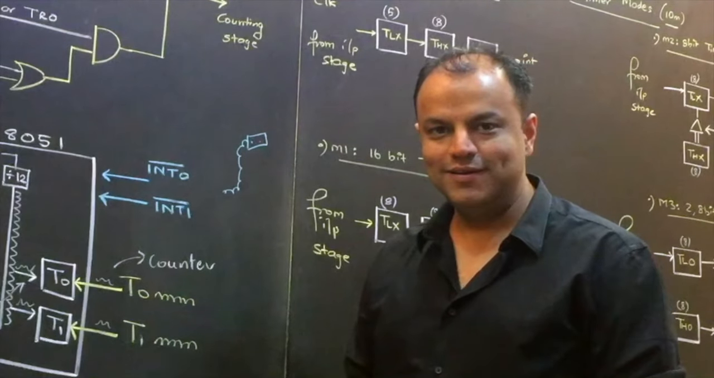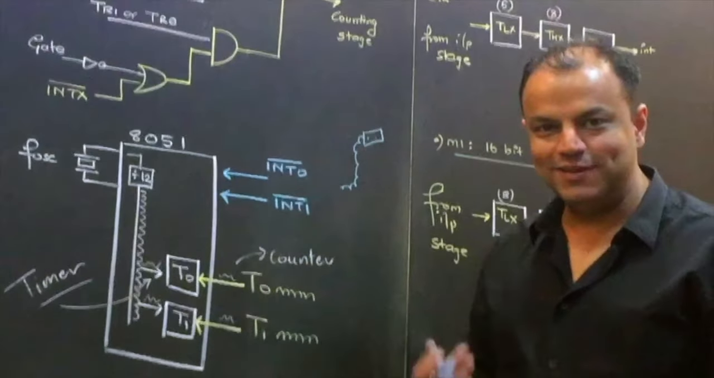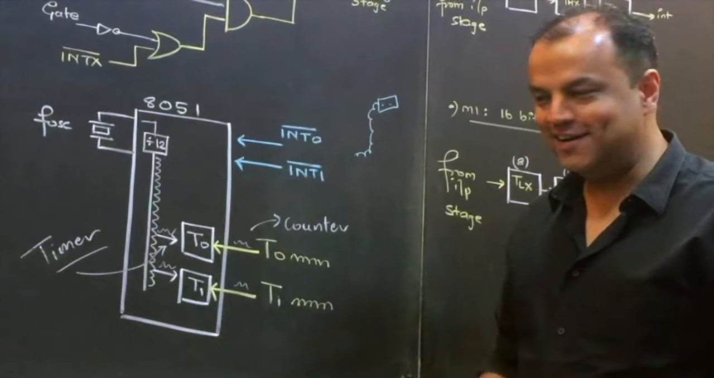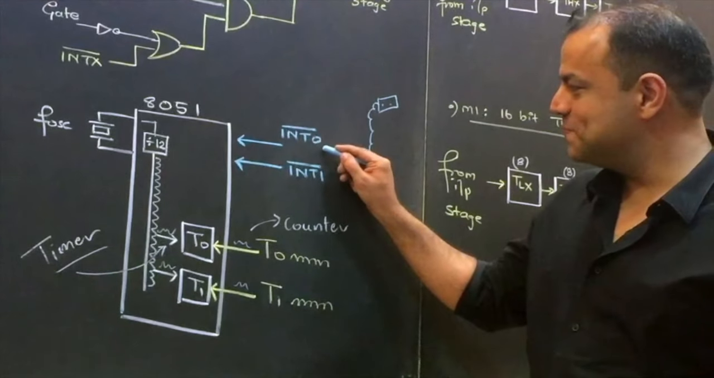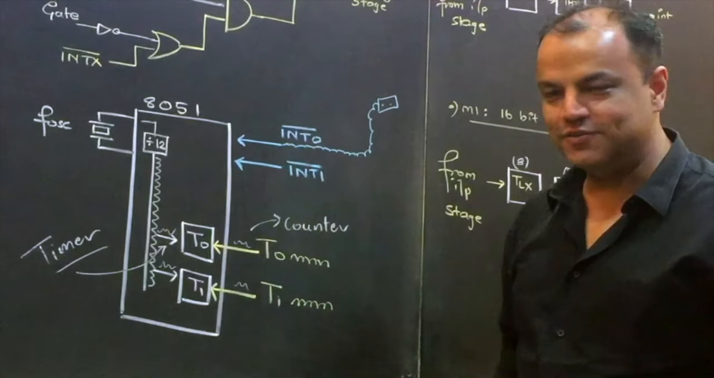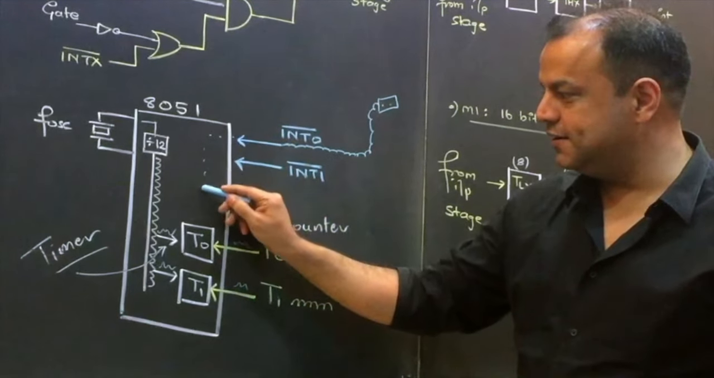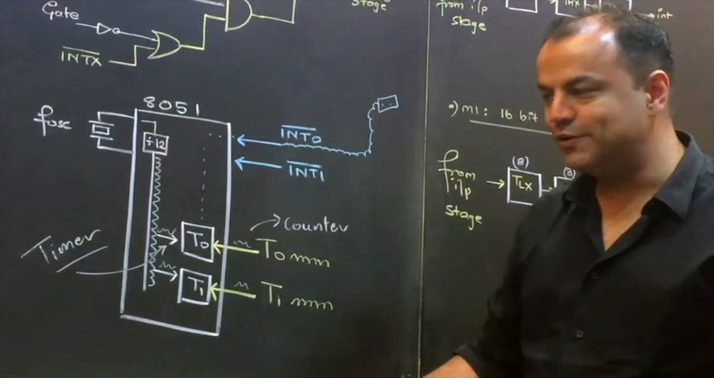Come on, look at it. I've drawn it in blue color. There's only one thing on the board in blue color. It's drawn right next to it. This wire will be connected to INT 0, which will internally control timer 0.